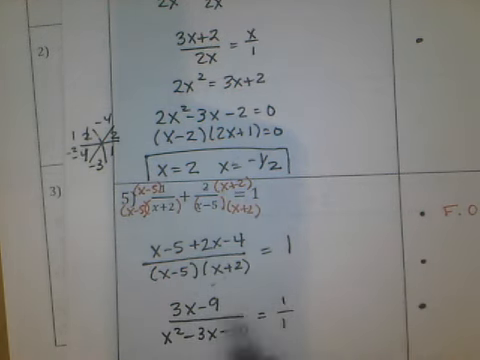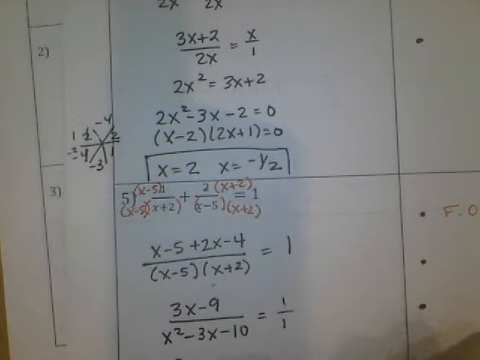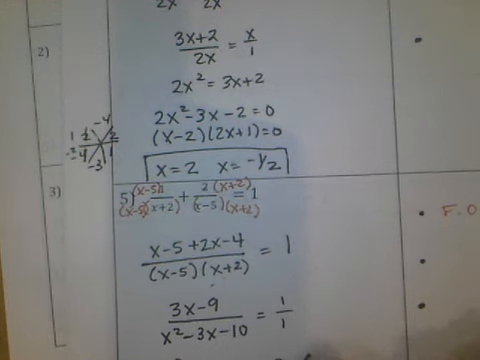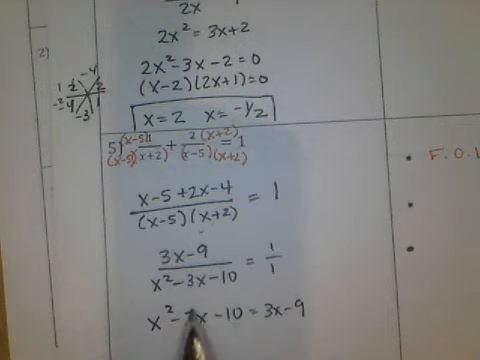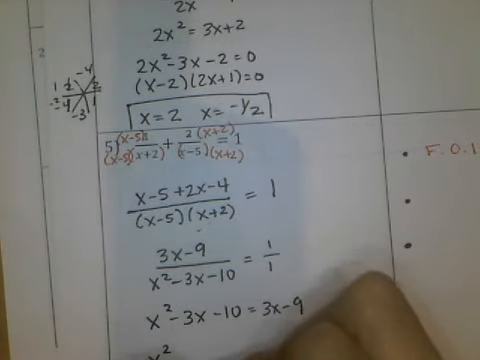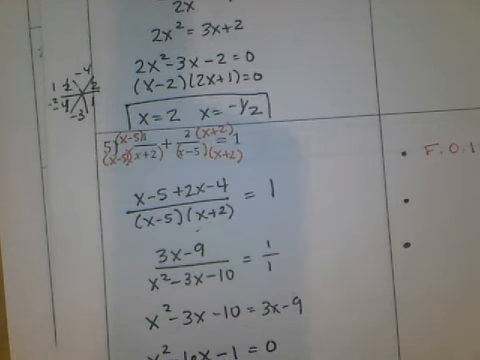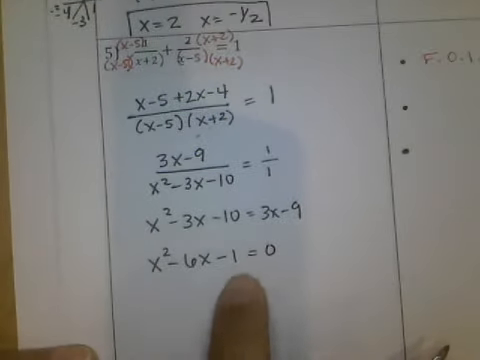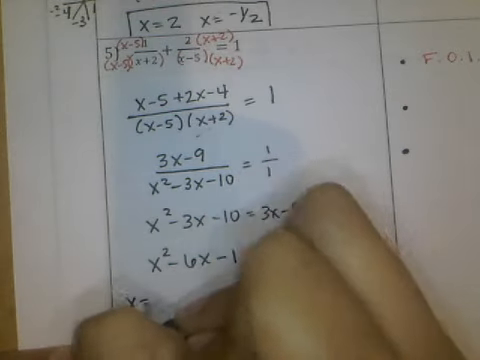And I wrote it as a fraction because my next step is cross multiply. When I cross multiply, we get x squared minus 3x minus 10 equals 3x minus 9. Bring everything back to one side means subtracting the 3x and adding the 9. This is not something that can be factored. Think about it, 8 times c is too big. So quadratic formula, here we go.